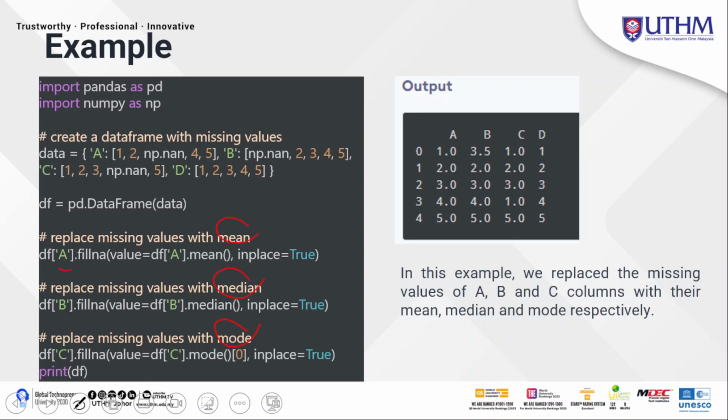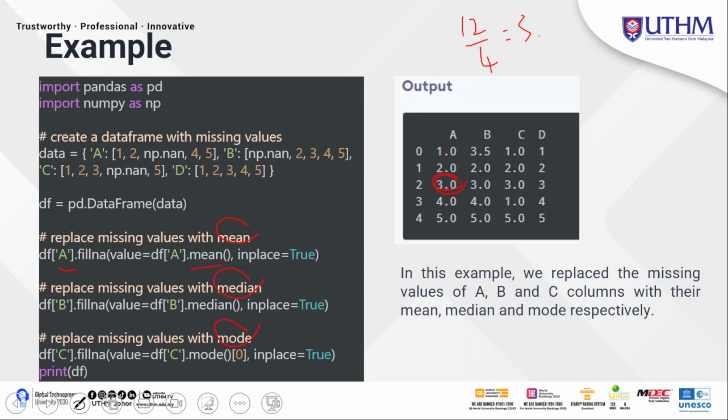So df['A'].fillna(value=df['A'].mean(), inplace=True). So we try to replace with the mean method. In your first column A, the missing value, which is this one, is replaced with the mean. So 1 plus 2 is 3, 3 plus 4 is 7, 7 plus 5 is 12. So 12 divided by 4, you will get 3. So that is how we replace with 3 over here.